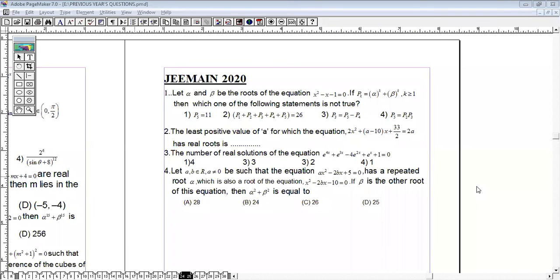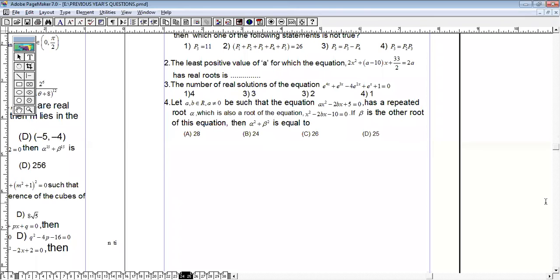Observe that it is a simple question. What is the least positive value of A for which the equation has real roots? Real root बोले तो condition क्या है? B square minus 4AC is greater than or equal to 0. Greater than or equal to 0 condition apply करो. एक इंटरवल मिलेगा. उस इंटरवल में least value क्या है निकाल दो. 8. 8, good.